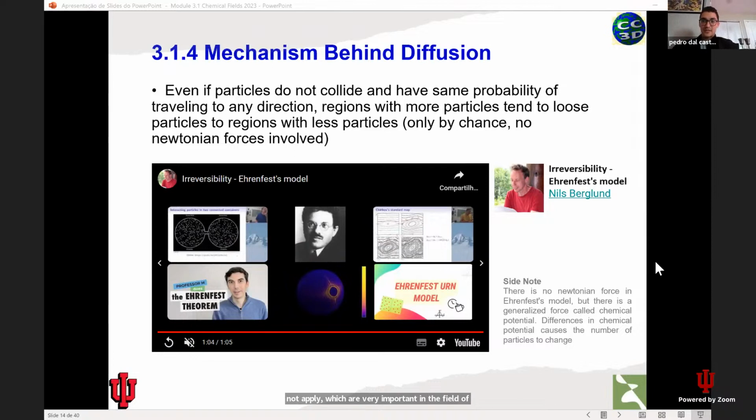So I put a side note here, which is that there is a force actually, but it's not a Newtonian force, it's a generalized force. So the difference in chemical potential can be understood as a generalized force related to the number of particles. The number of particles is changing, and the chemical potential difference can be understood as a generalized force in this case.